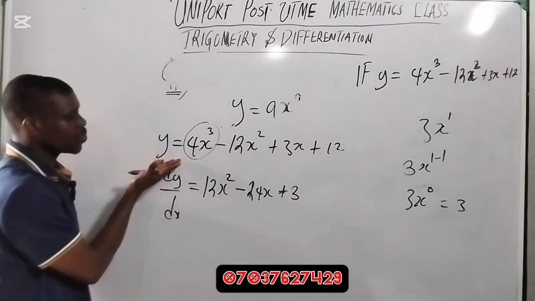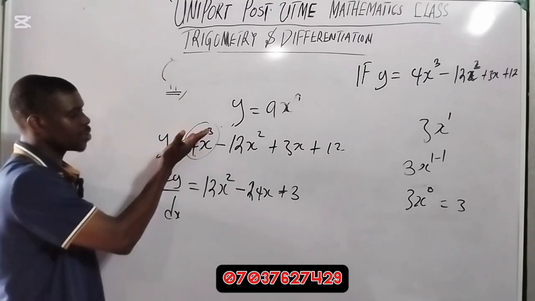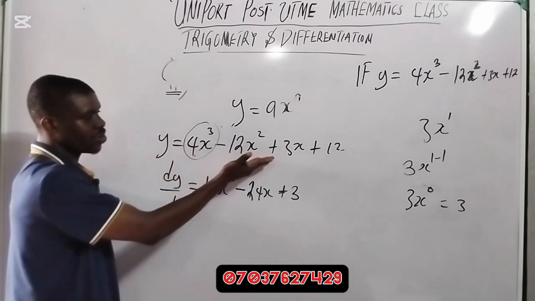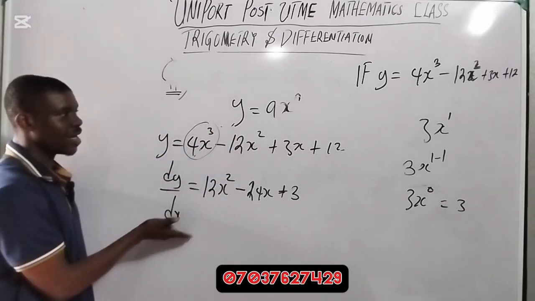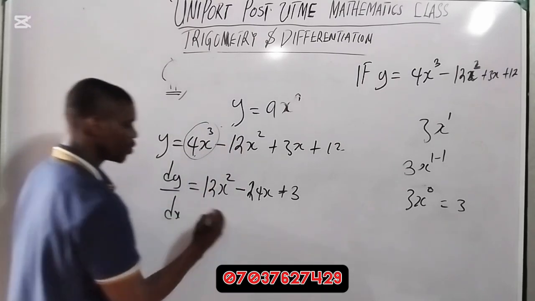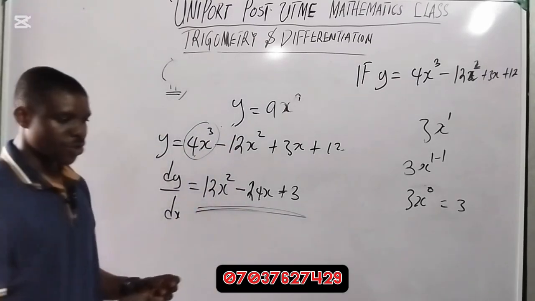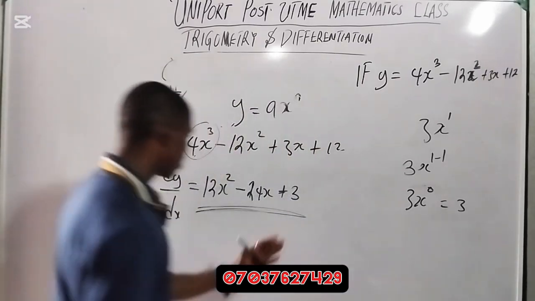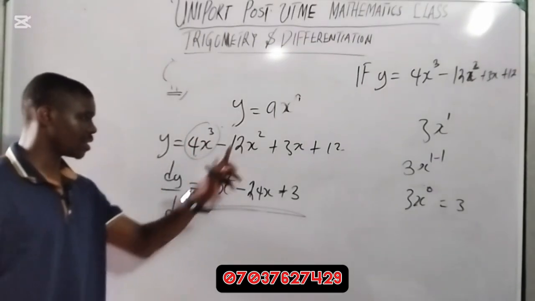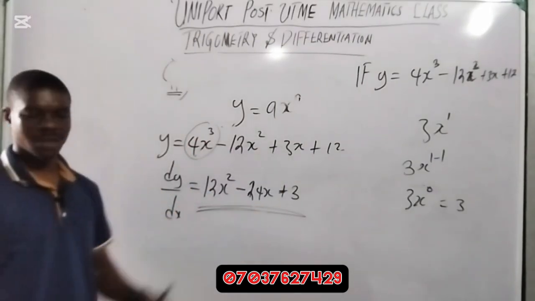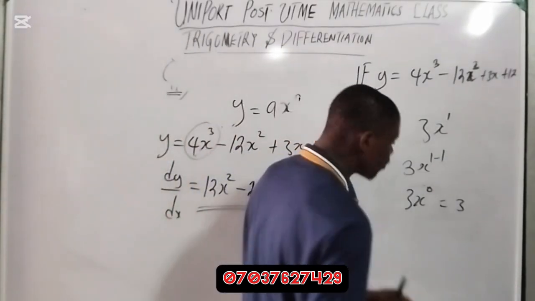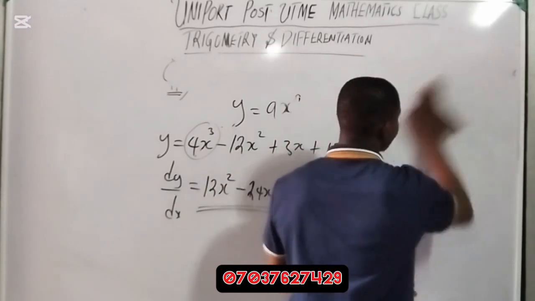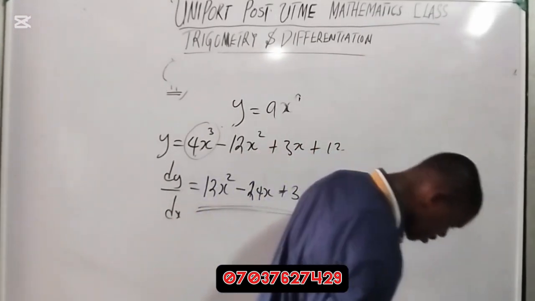So when you differentiate y equals 4x raised to 3 minus 12x raised to 2 plus 3x, you differentiate them individually using the formula method. So this is the answer. This one for this one, this for this, and this for this. So now let me give you one for you to try. I want you to try something for me.